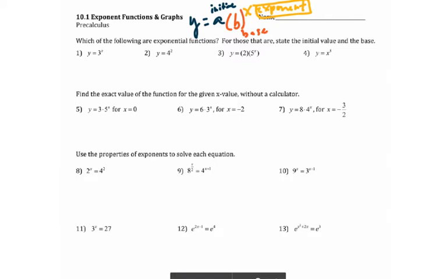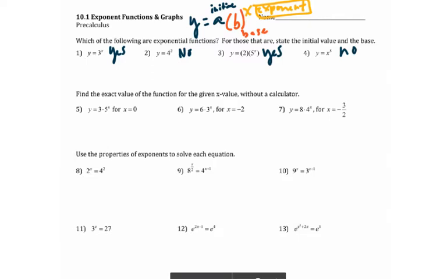So this one here, yes, this is exponential because there's an x in the exponent. Number 2 is no because there's a 2 in the exponent, not an x. 3 is yes because there is an x in the exponent. 4 is no because there is not an x in the exponent. Then it says, what is the initial value and the base for those that are exponential functions?